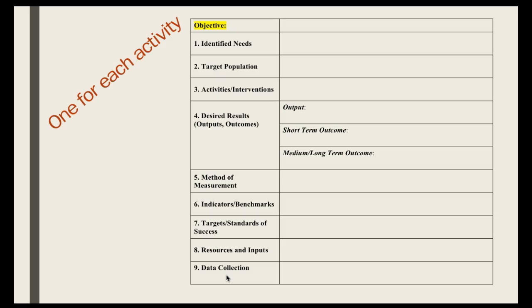So you'll have the activity that you're going to do, the objective for the activity, the needs that you've identified, and the target population. The activity or intervention will probably be the same, and should line up with the objective. The desired results should look like what you want to accomplish in terms of your objective.